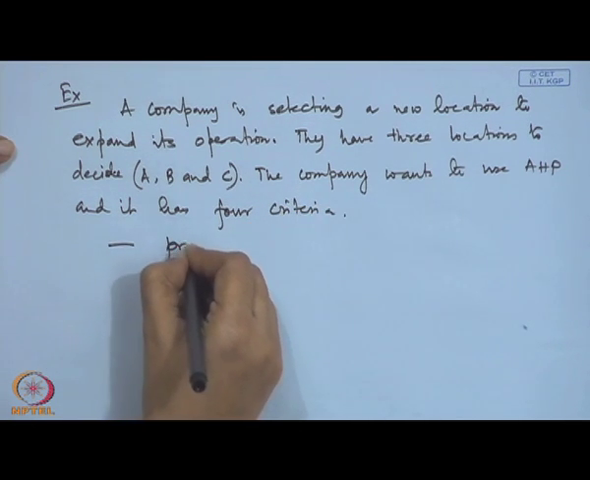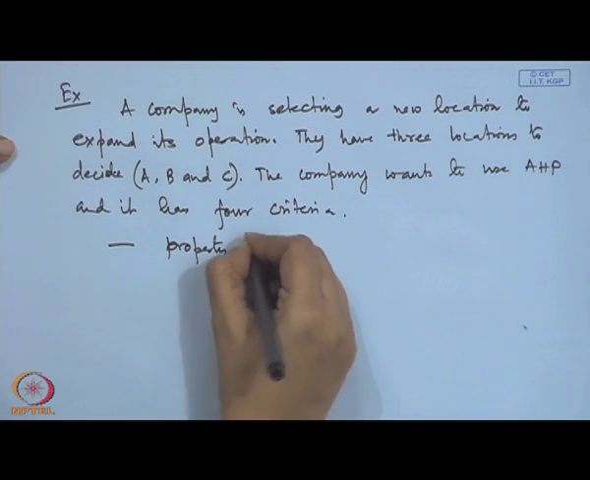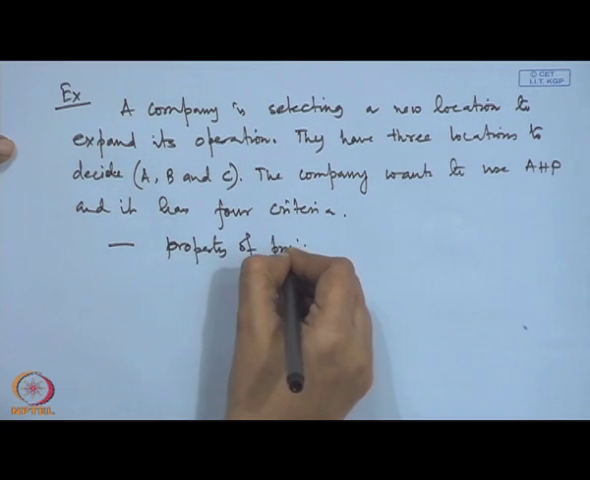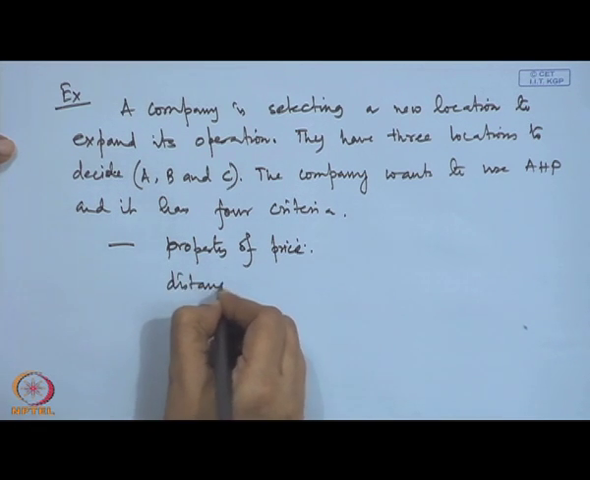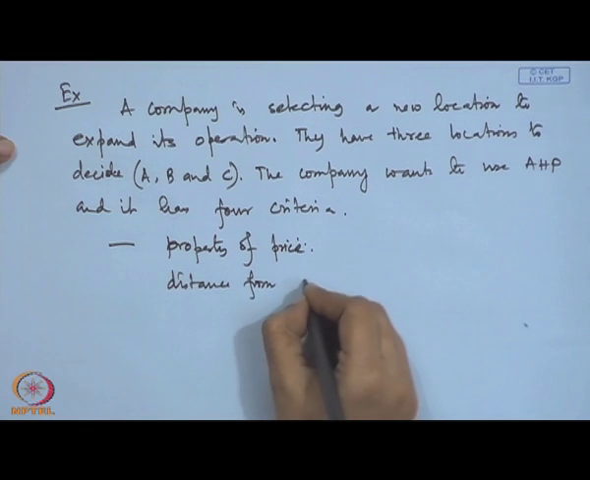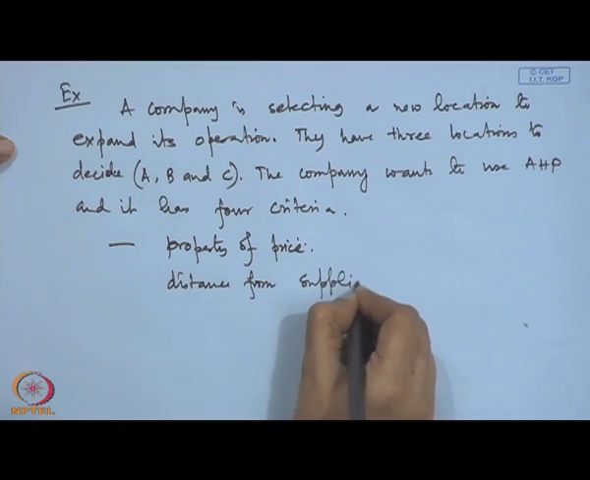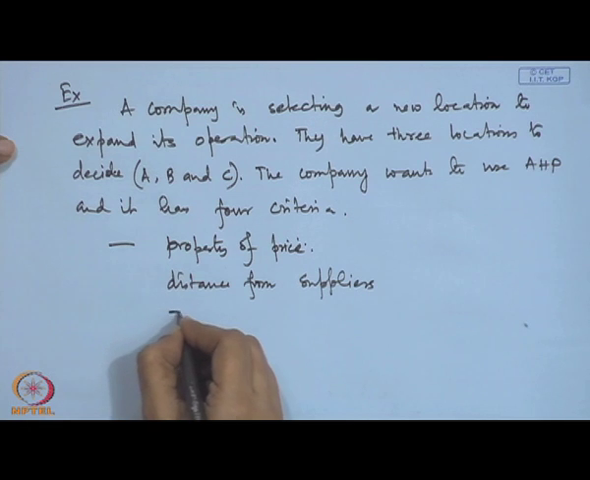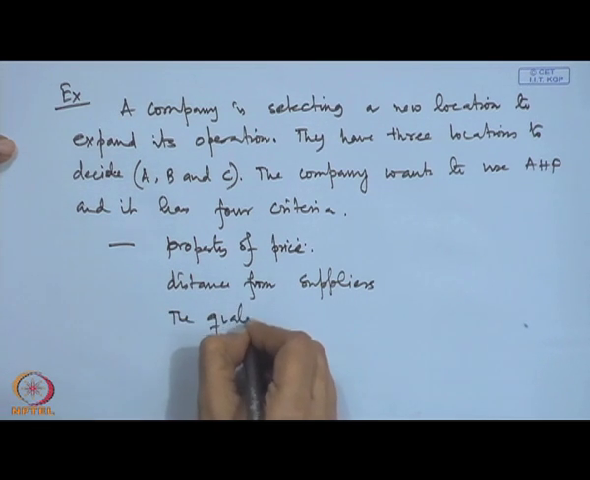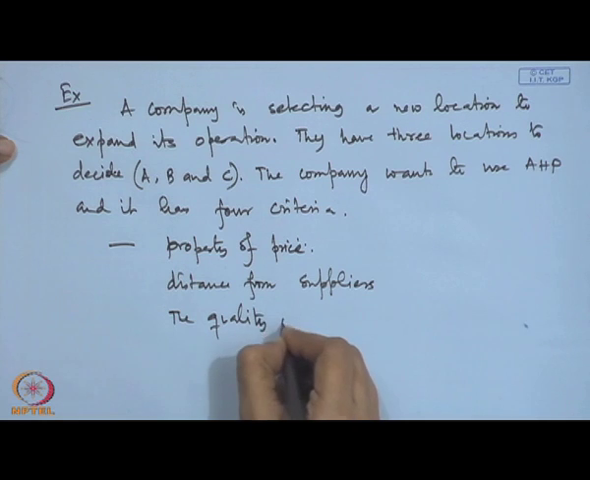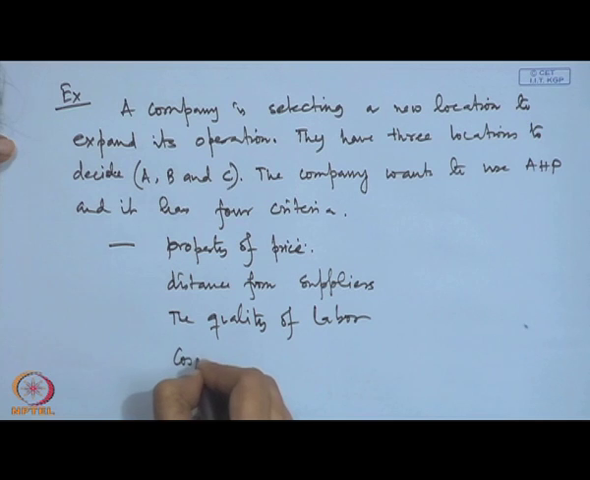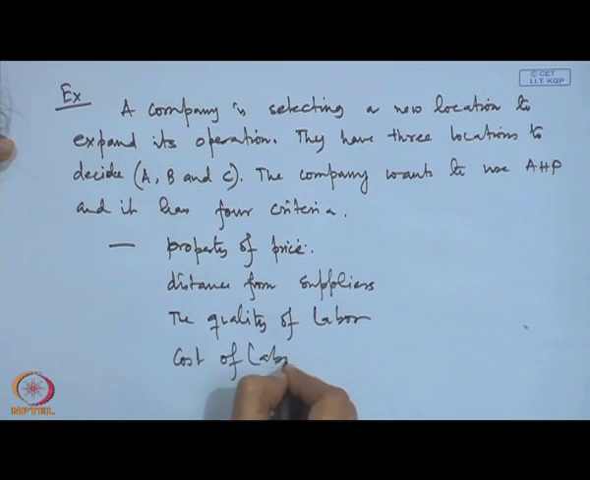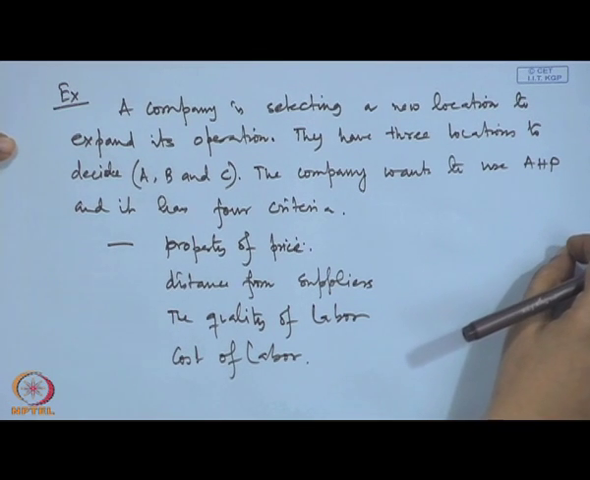One, it could be property of the price, second it could be distance from suppliers, the quality of labor available in that location, and the cost of labor. These are the 4 attributes we are considering.